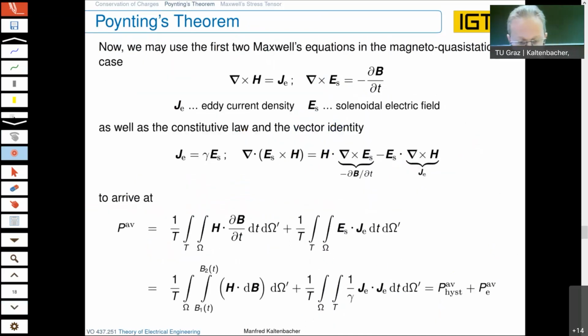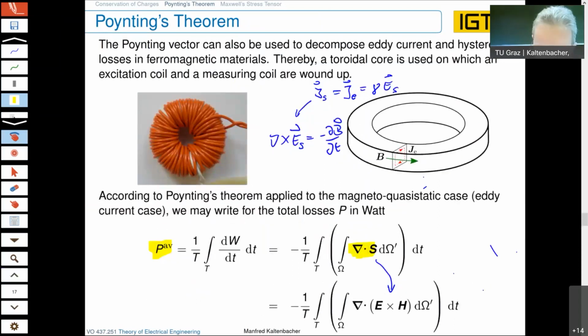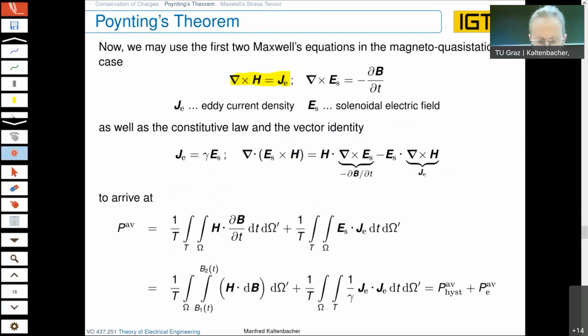Okay, so when we substitute this, as you can see, I have already written down the first Ampere's law. We clearly neglect our displacement current. We are at low frequencies, so this is not of interest. And I already wrote here the current density of the eddy currents. This is not any excitation current, because what we consider is the situation we have here within the ferromagnetic core, made of this ring.